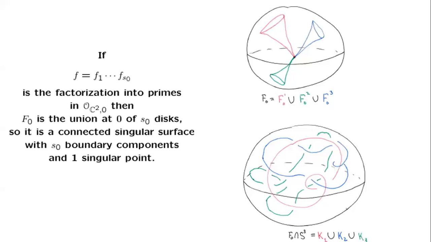Now, if the function F admits a factorization into different irreducible factors, into primes in the ring of holomorphic functions, then the fiber over zero, when the ball is sufficiently small, will be a disjoint union of S0 disks, where S0 is the number of components in the factorization. So this F0 will be a connected singular surface with S0 boundary components and one singular point. So we are starting to see that the information at zero will give us how many boundary components this fiber over zero has.